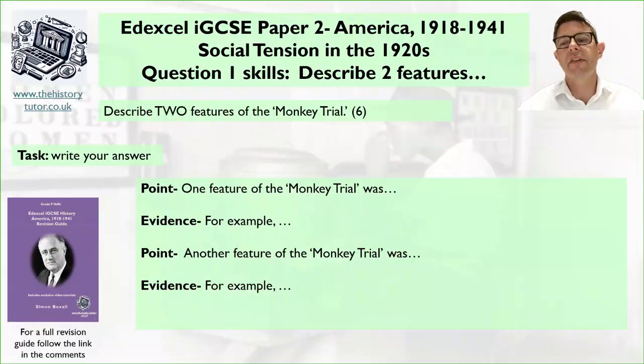So now you have a go at this one. You can find this in your revision guide. Describe 2 features of the monkey trial. So look back at my video, back at my notes on Christian ideas in this time. See if you can give a full answer. I have an example answer in the next part of this video. So pause now and give it a go, and then you can look at the example answer to assess your work.